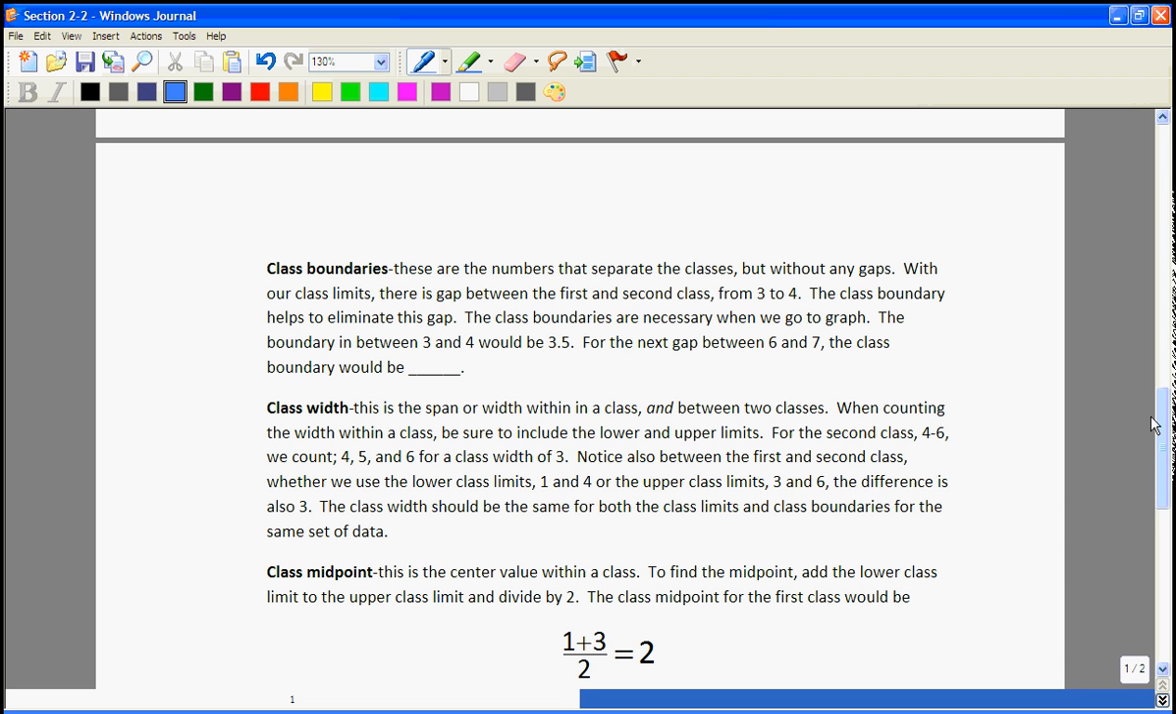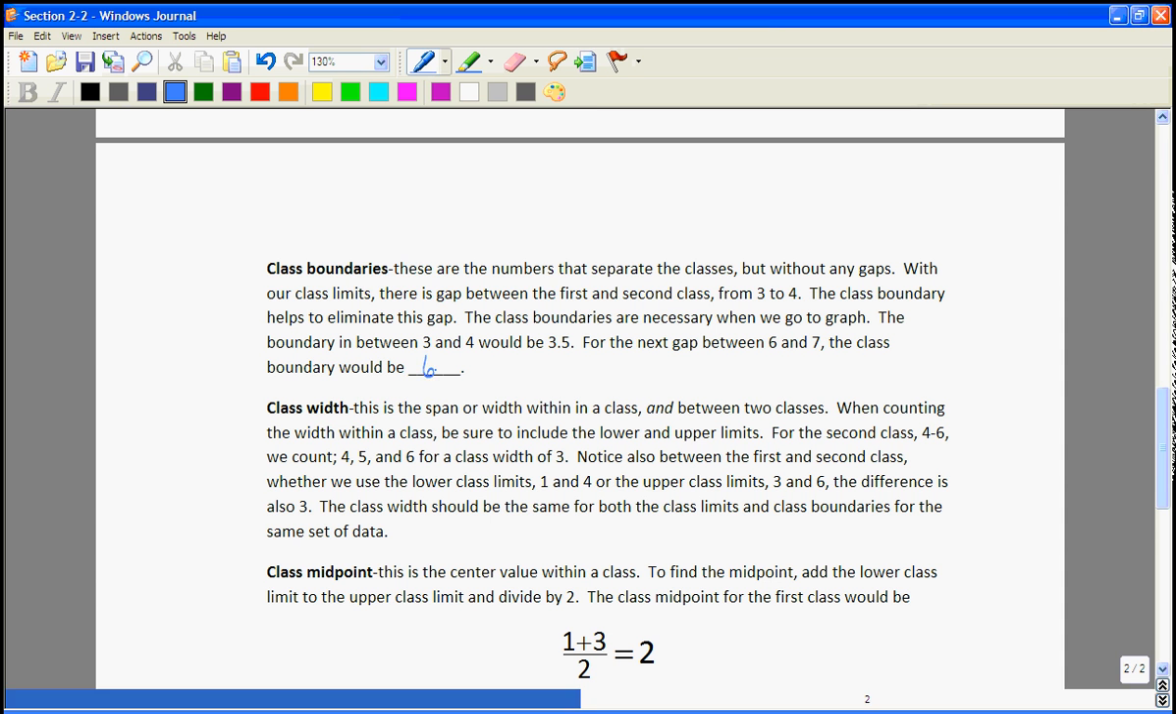The class boundary between 3 and 4 would be 3.5, so it's pretty much halfway in between. The next gap, between 6 and 7, the class boundary would be 6.5. So you can take the upper class limit from one class and the lower class limit from the next class and just find the middle, the average, and you'll be able to find the class boundary.